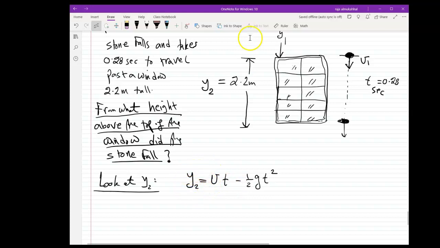Remember, y2 is this one. So what is the initial velocity? Well, it's just v1, right? I mean, v2 here, whatever it is, it's larger than v1 because it's accelerating, it's falling. So the initial velocity as far as y2 is concerned is really v1. I don't know what it is, but the good news is what? I know t, and I know y2, and from there I can find v1. You see the trick?